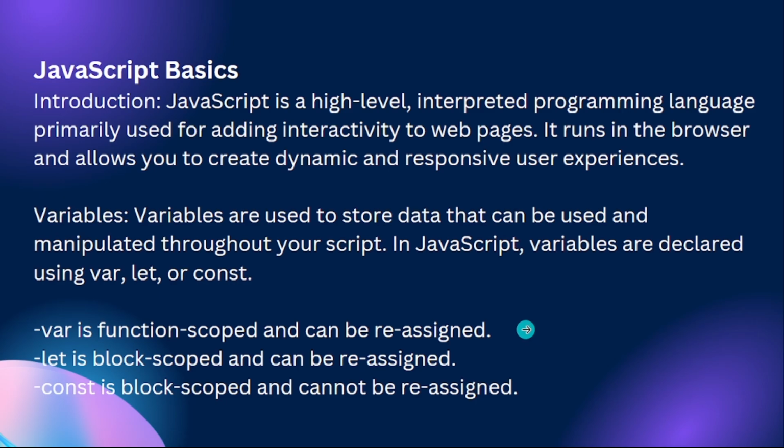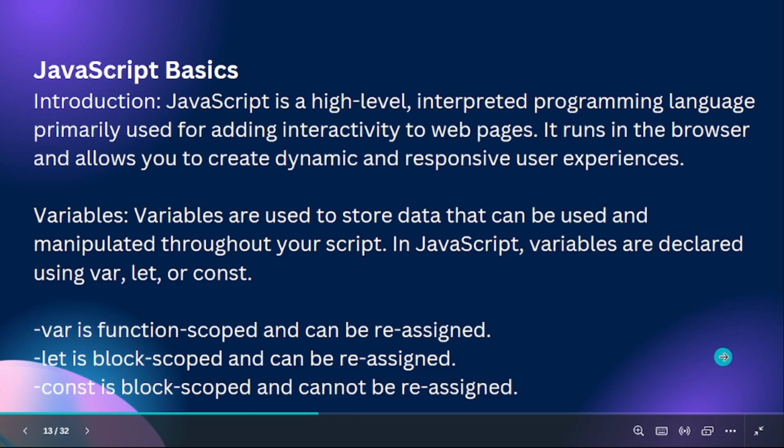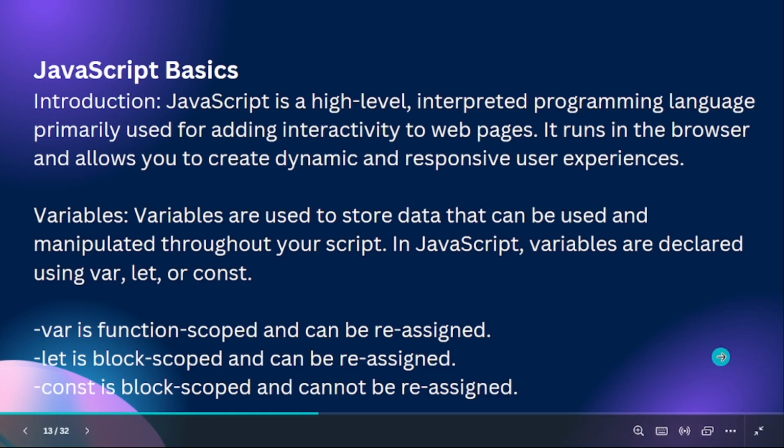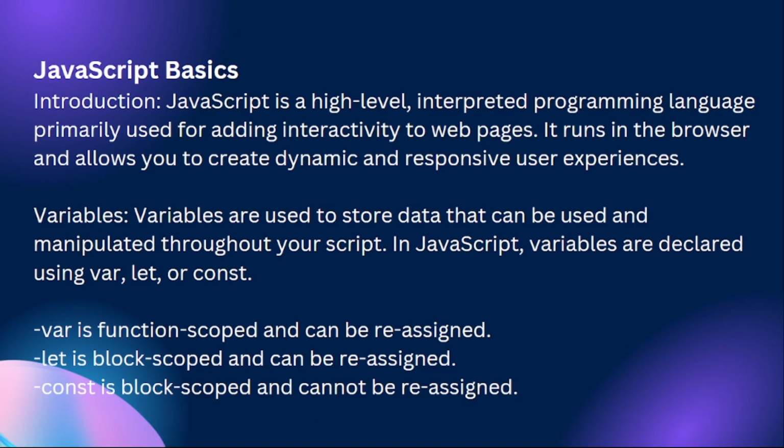Now we will talk about JavaScript. So here is the introduction of JavaScript. JavaScript is a high-level, interpreted programming language primarily used for adding interactivity to web pages. It runs in the browser and allows you to create dynamic and responsive user experiences. So what are the variables in JavaScript? Variables are used to store data that can be used and manipulated throughout your script.